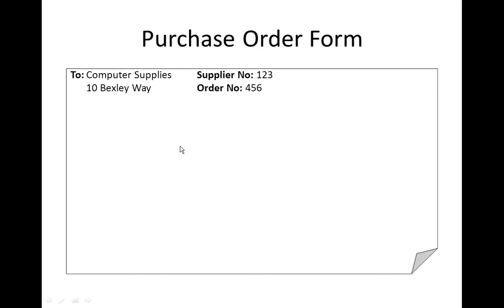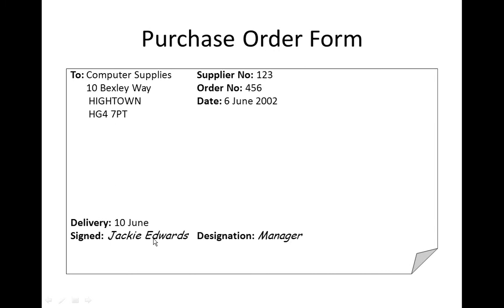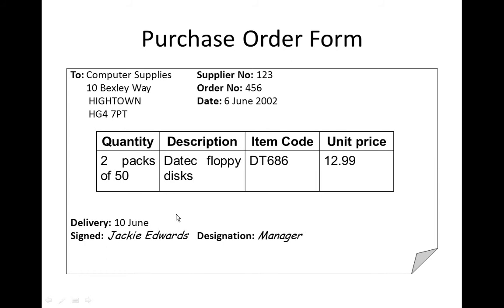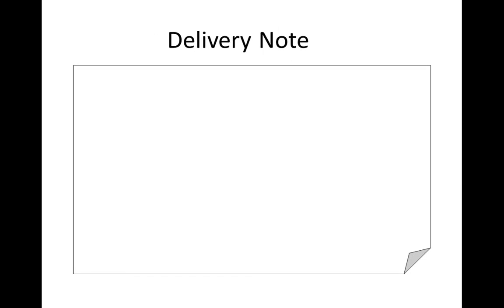And a purchase order form, first of all, says who it is going to. Okay, so we can see this one is to Computer Supplies in Hightown. This will be the supplier number that the customer has given them, and this will be the customer's order number. And the customer's placing this order on the 6th of June 2002, and they're requesting it to be delivered on the 10th of June. Okay, so that's who's signed this purchase order, and this is what they're trying to order. So you can see this goes back a little while, trying to order packs of floppy disks. So the idea of this is it tells the supplier what the customer wants to order.